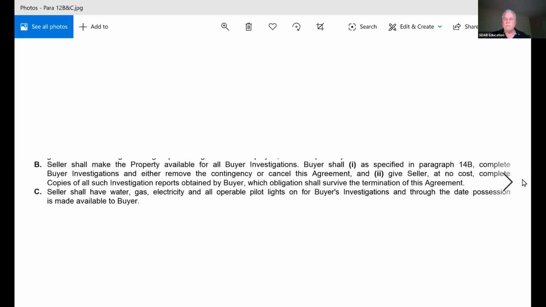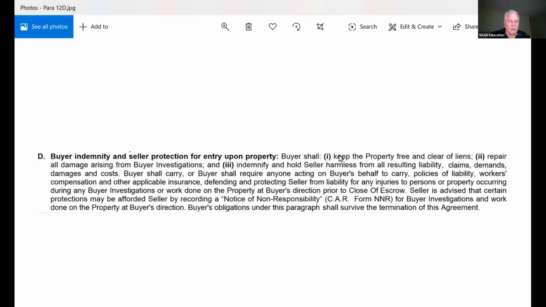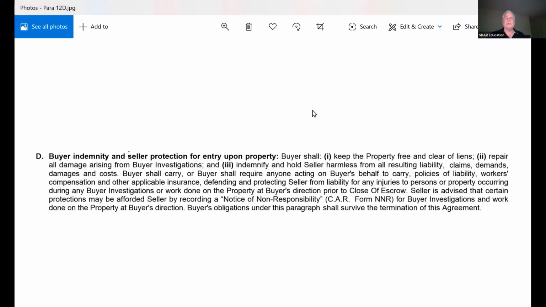I do have one more little thing I want to tell you about. So buyer's indemnity and seller's protection for entry upon the property, and this will close us out with this paragraph. So indemnity means that the buyer is going to pay the seller's cost of defense if necessary. Seller's protection for entry. So remember, when you're allowing a buyer to come into the property, the seller is taking risks by doing that. Even showing the property, the seller is taking risks.